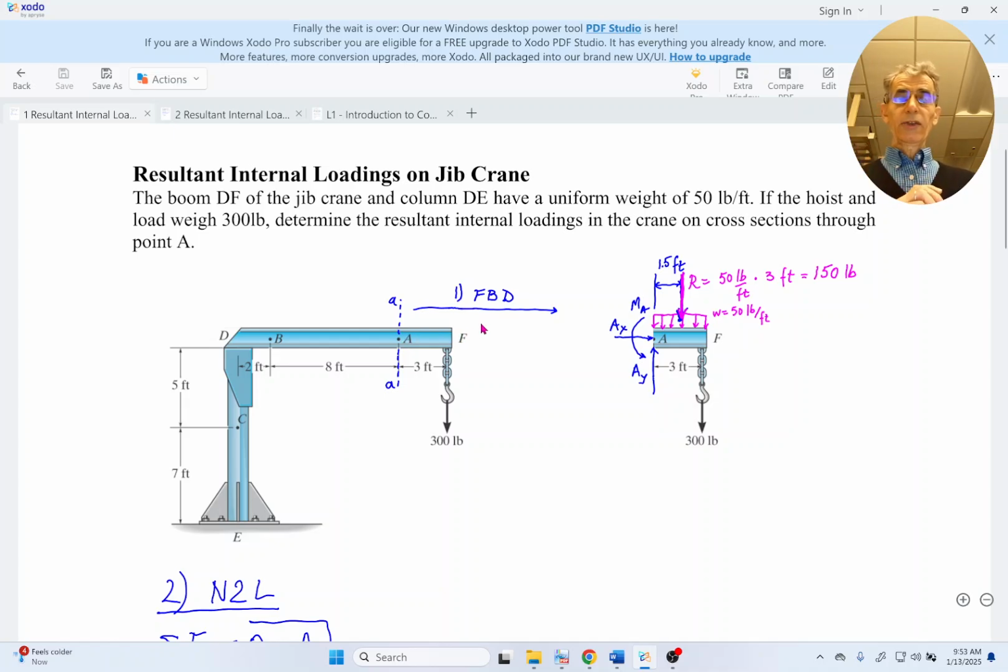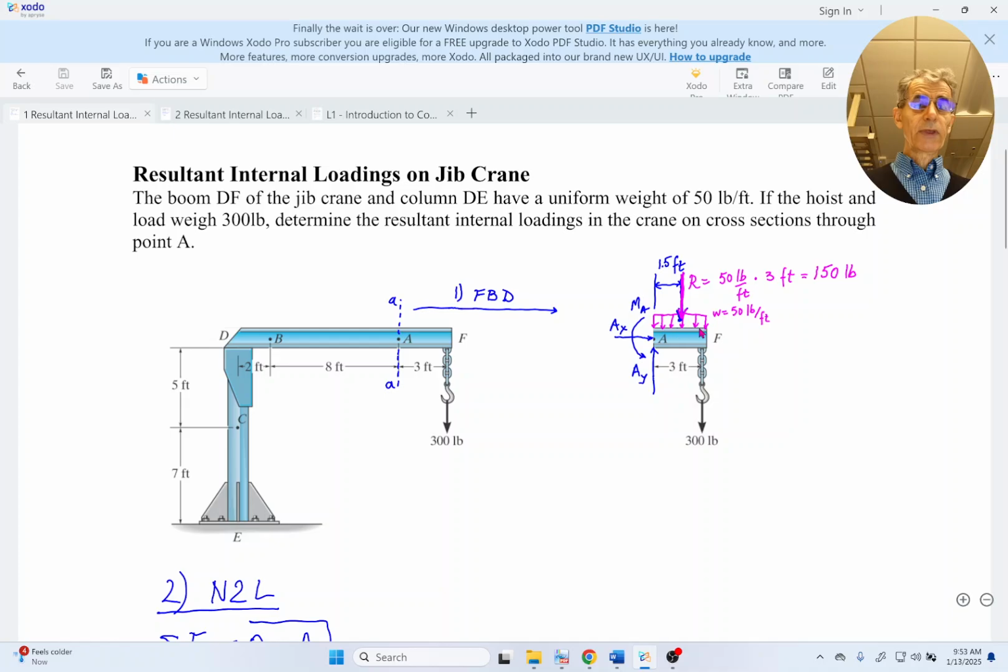So let's do the free body diagram, and I highly recommend to not skip this step because this is where errors are coming into the problems. And for the right side of this cross section AA, we can see here that we have that external loading of 300 pounds, and then the problem says that this boom DF of this jib crane has a uniform weight of 50 pounds, as we expect many things to be like that, especially if they are like this one, apparently heavy.